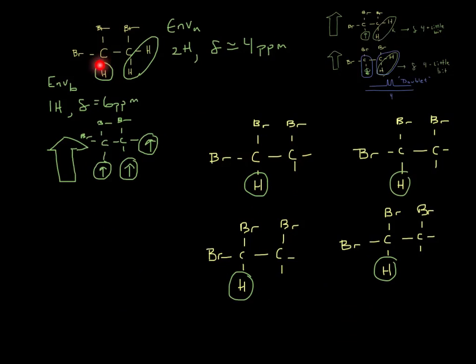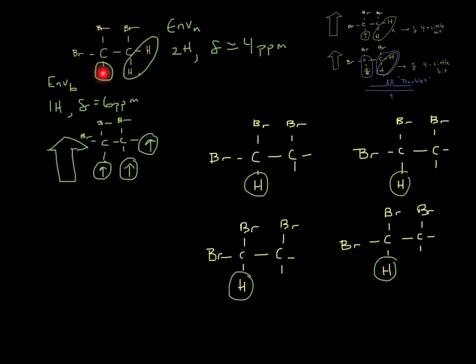So in essence, environment B has the 2 neighbors of environment A, and as we just discussed, environment A has 1 hydrogen neighbor on environment B. They're both neighbors to each other. Environment A integrates to 2 because there's 2 hydrogens there, but it splits once because it has 1 neighbor. Let's see what happens to environment B due to those 2 neighbors.